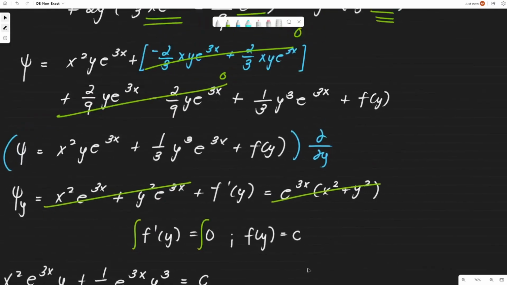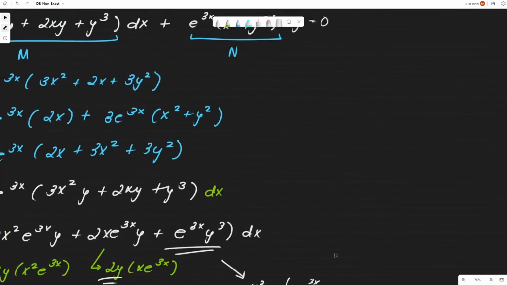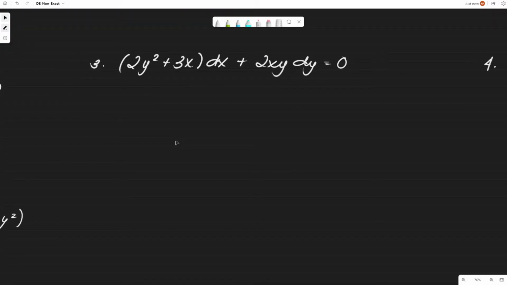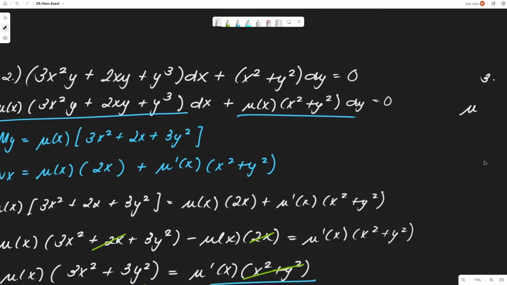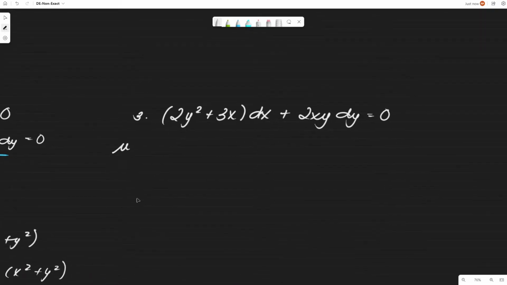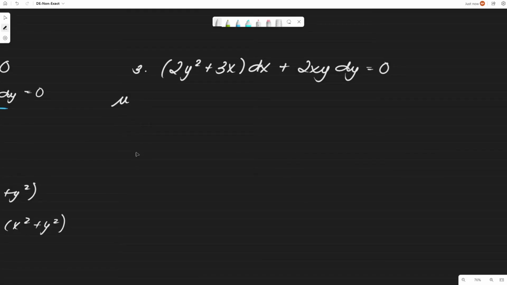So okay, let's have another one. So we have here 2y squared plus 3x dx plus 2xy dy is equal to 0. So again, this is not exact. So we need to multiply an integrating factor. Let me just check. Ayan. So we can deduce that this one is easier to solve using mu of y.